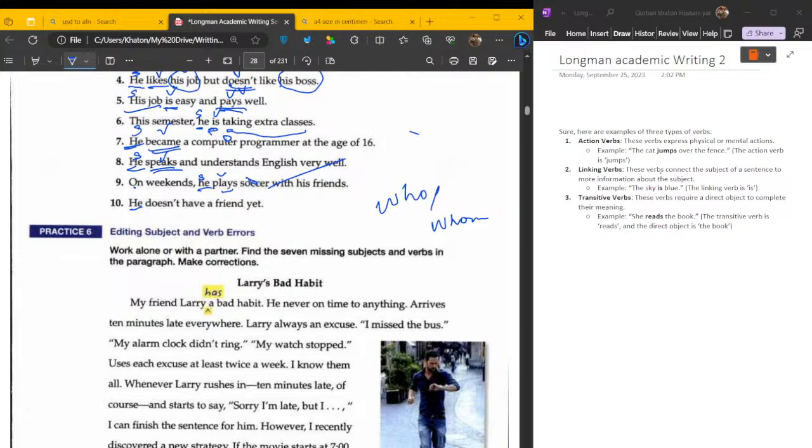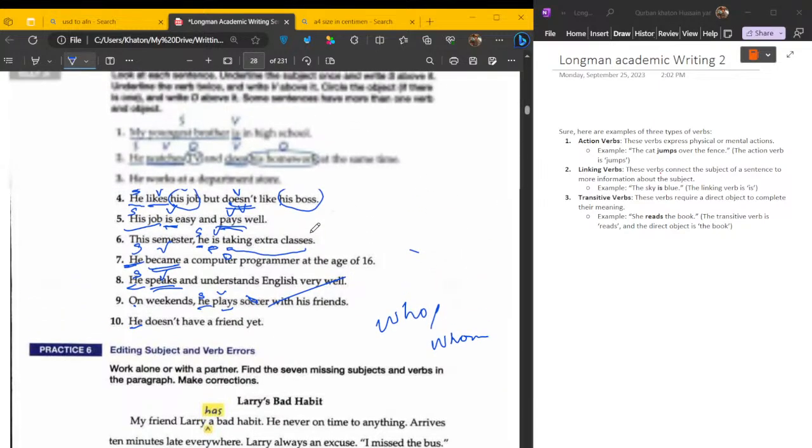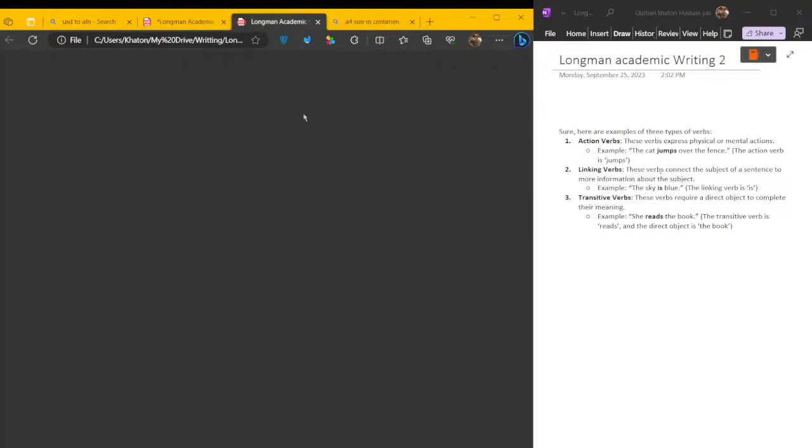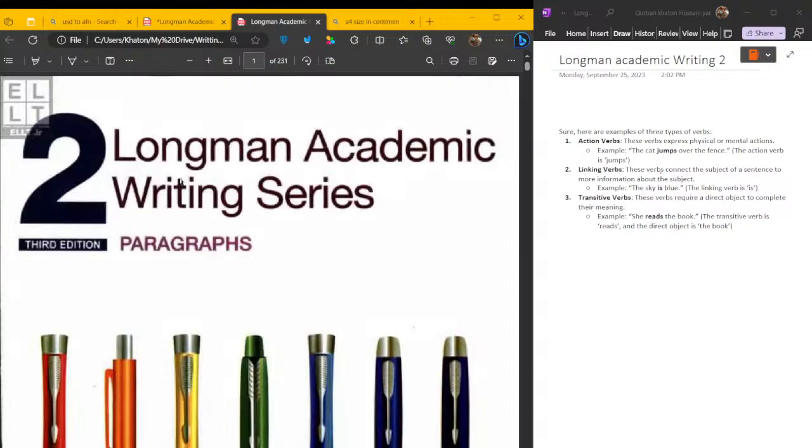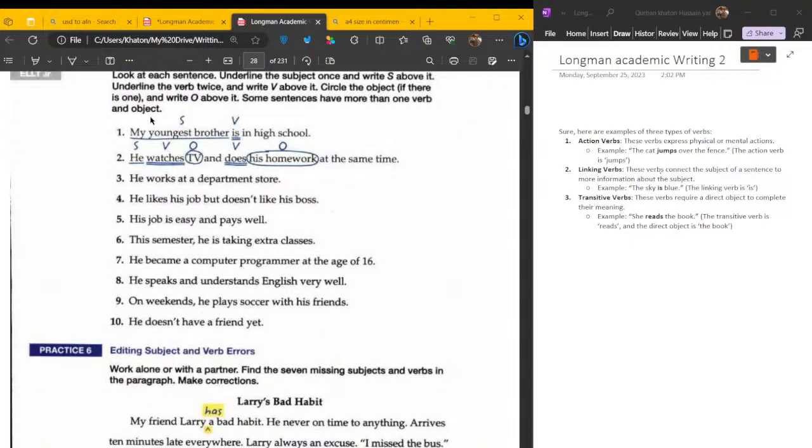He doesn't have a friend yet. Subject, verb, have a friend yet. So doesn't have is the verb here, all of it. A friend yet. So a friend, oh, this is also an object. Let's take a screenshot of this portion. Let's duplicate it first, and we will see whether we have found all of them right or wrong. Let's test ourselves.